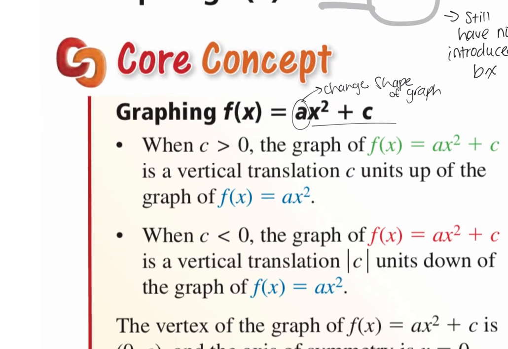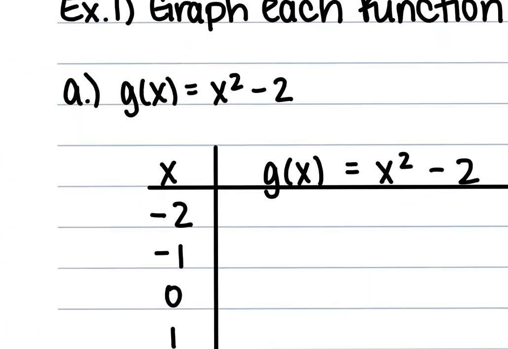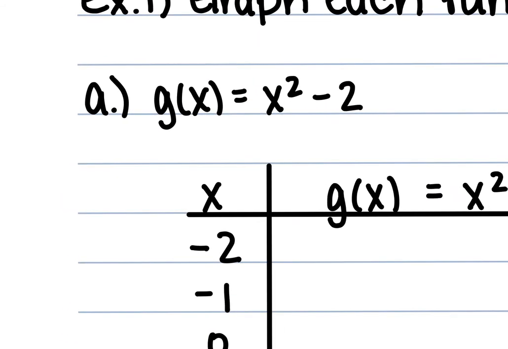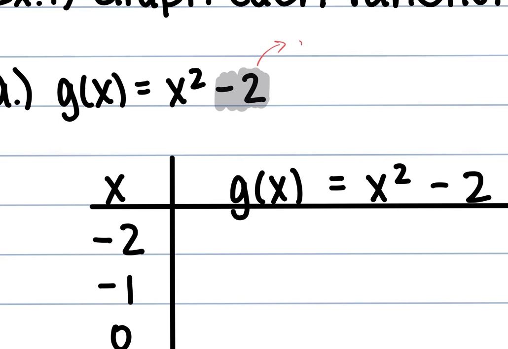All right, let's do some examples, okay? The first few are very easy, okay? The first one is g of x equals x squared minus 2. Go ahead and highlight that minus 2, guys. What do we think that minus 2 is going to do to our graph? Dougie, what do you think? It's gonna go down. Yeah, very good. It's going to shift down 2 units.